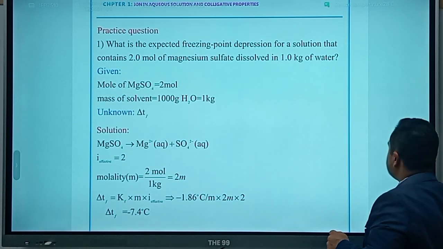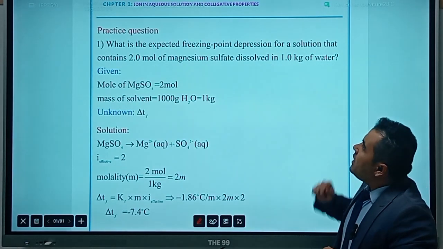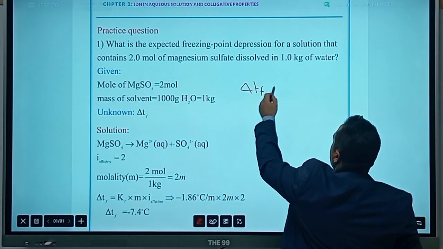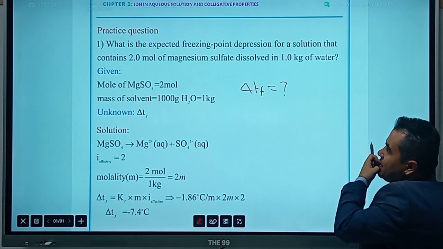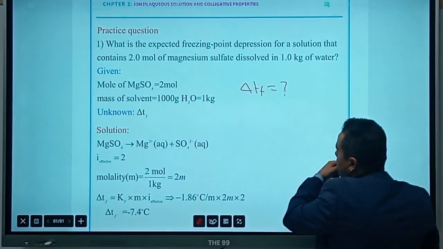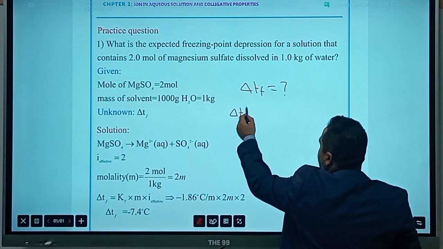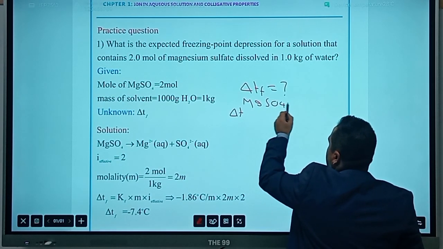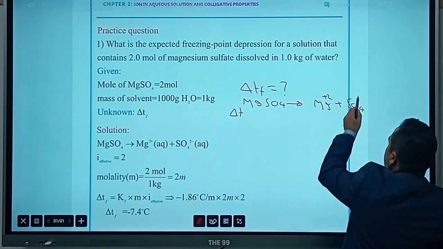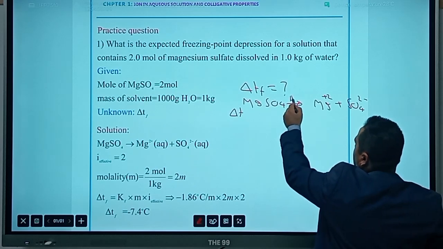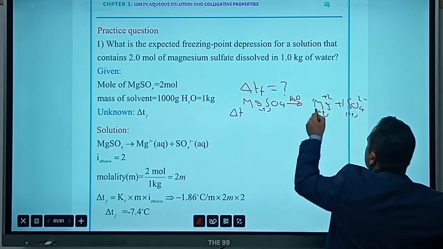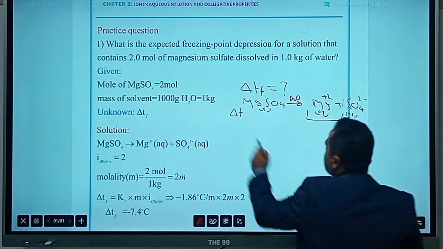Let us practice a question, guys. What's the expected freezing point depression, delta Tf, for a solution that contains 2 mol of magnesium sulfate dissolved in 1 kilogram of water? Guys, magnesium sulfate, MgSO4, is an electrolyte. It will produce Mg2 positive, SO4 2 negative. So how many ions? 2 ions. So the ion factor for this is 2.